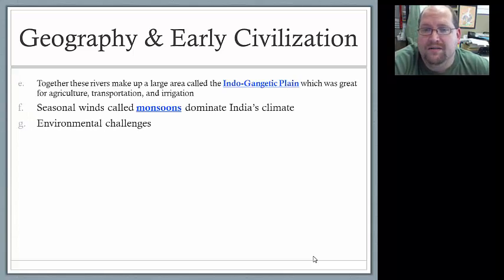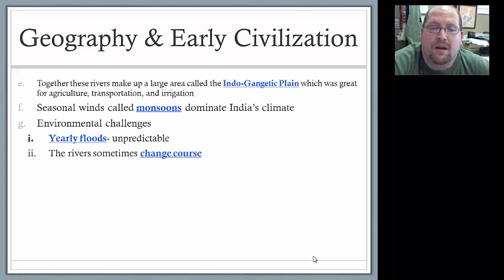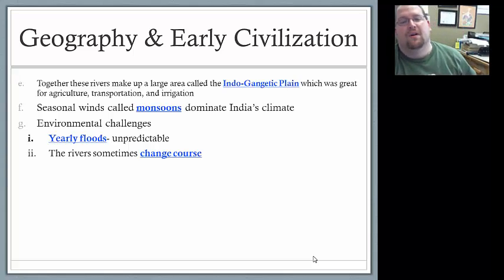These environmental changes were kind of a pain. Sometimes they would flood, sometimes they wouldn't, sometimes they would create unpredictable changes to the environment. The list goes on, even to the point where sometimes the Ganges River and some others would actually change course. And that is obviously not a good thing if you live next to the river.